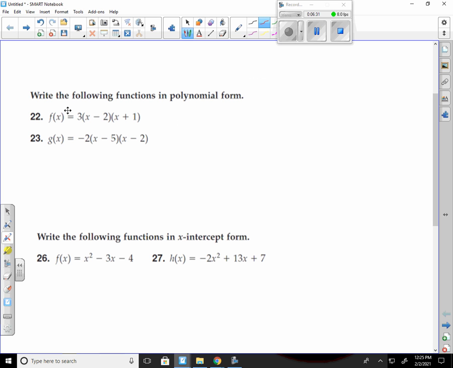Write the following functions in polynomial form. Basically, I just have to FOIL these. You know what I'm going to do after I'm done FOILing them? Does anybody know what I'm going to do after I'm done FOILing?